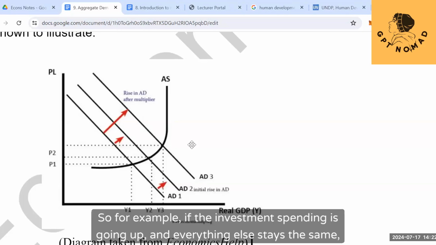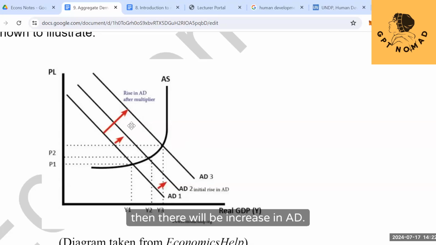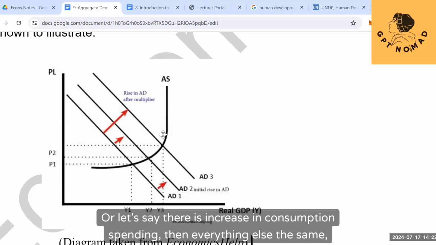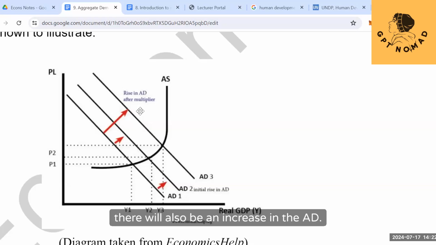So for example, if the investment spending is going up, and everything else stays the same, then there will be an increase in AD. Or let's say there is an increase in consumption spending, then with everything else the same, there will also be an increase in the AD.